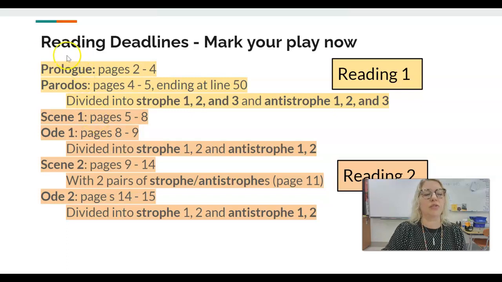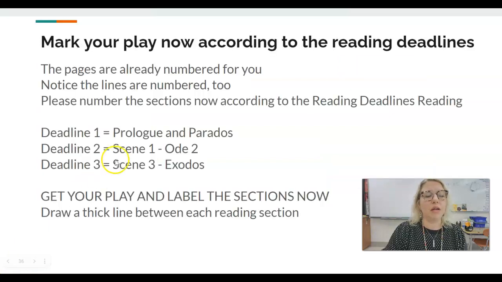All right, so do that right now. Maybe you could also circle the word prologue on page 2, circle the word parados on page 4, highlight them in yellow perhaps. This is reading 1. All right. Then reading 2 is scene 1 through ode 2.